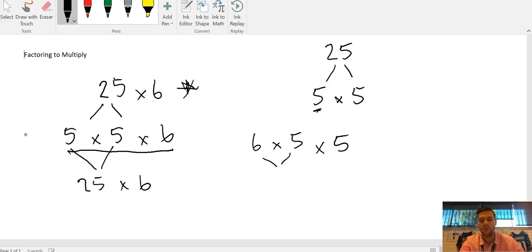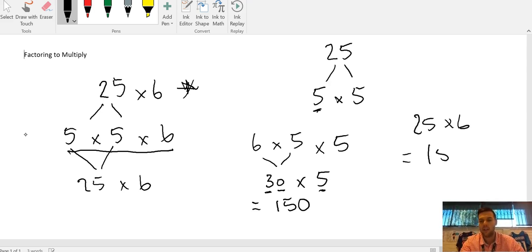So we do 6 times 5 equals 30 multiplied by 5. We now know 3 times 5 is 15, and because we're working with the tens, we must add that 0 in. So 30 times 5 equals 150. We now know, if we look at our original sum up the top of 25 multiplied by 6, our answer is 150. Now that's a fairly easy one to begin with, okay?